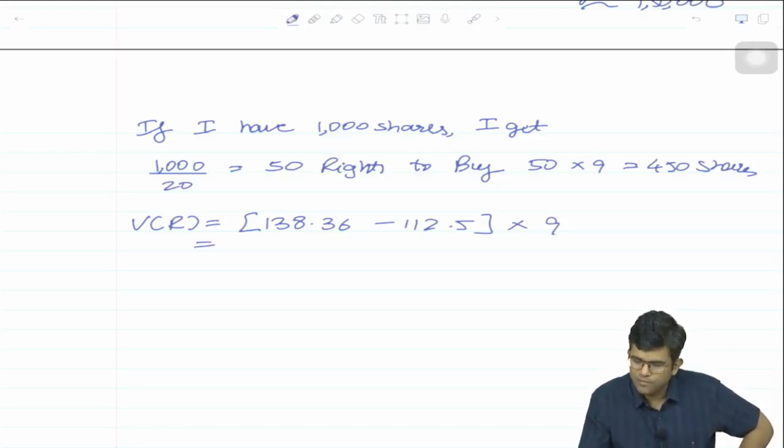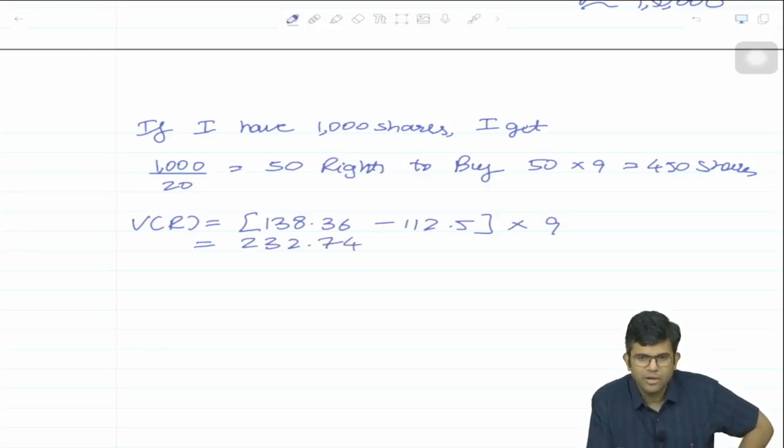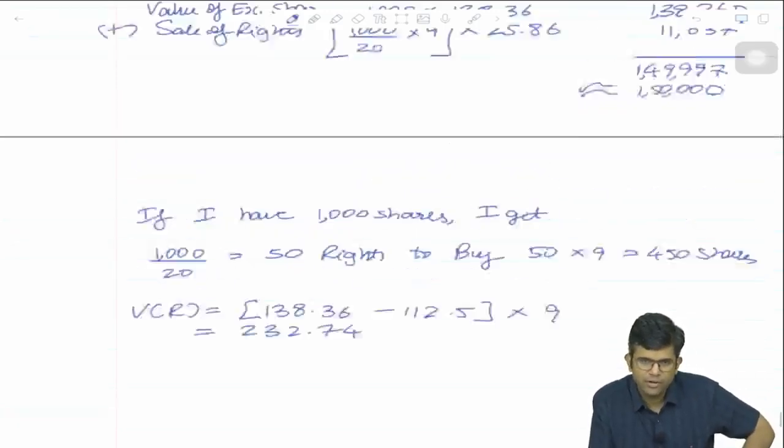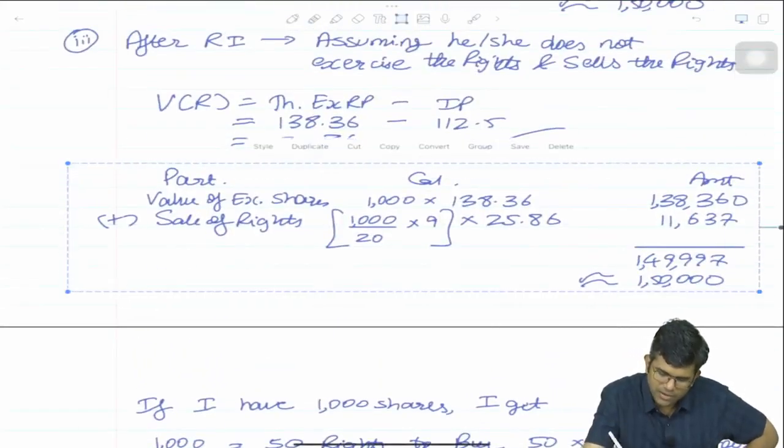So I will do 138.36 minus 112.5, and I'll multiply by 9, and I will say, hey, my one right now is worth 232.74. Correct? 232.74. And then where will things change? I will now do this.